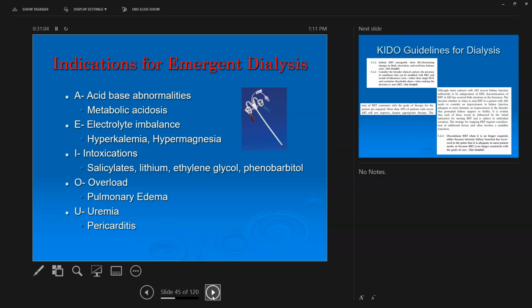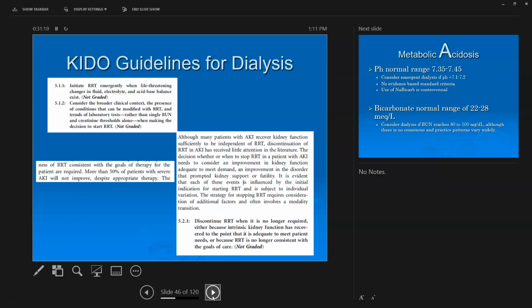And so these AEIOU's are helpful to know specifically when a patient is going to need dialysis. So first one, A: acid-base abnormalities. Again, this is helpful stuff that I went through the guidelines myself and snipped what I thought was important for you guys to read and know.